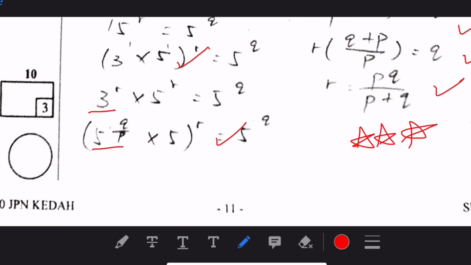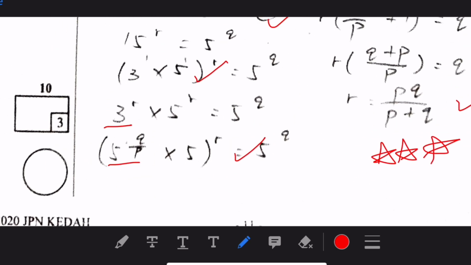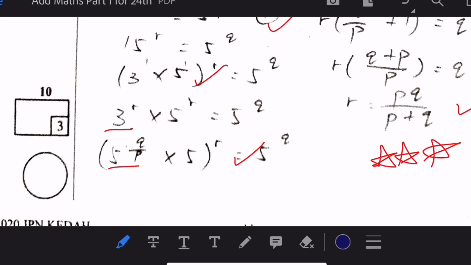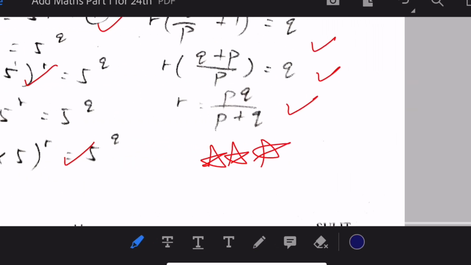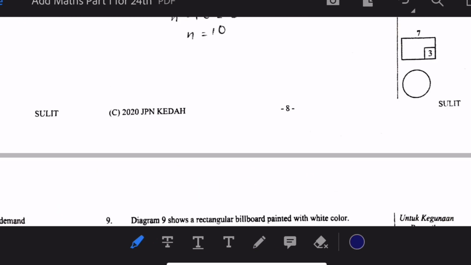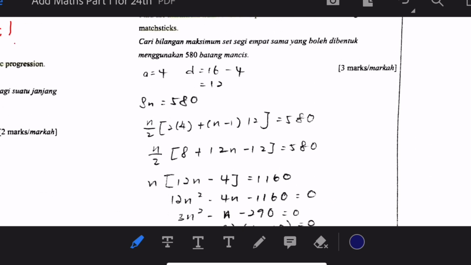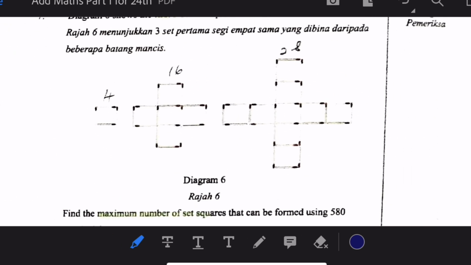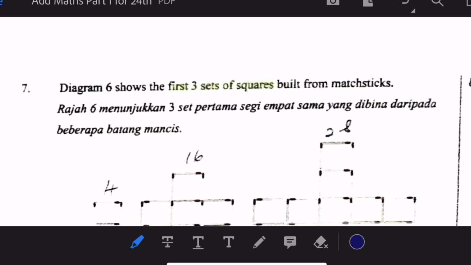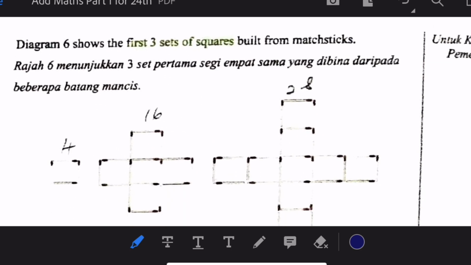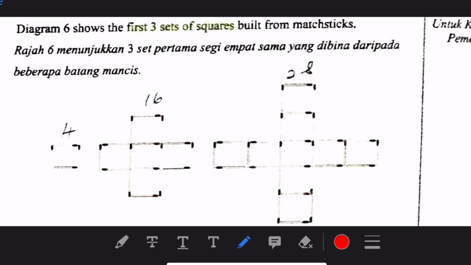So I'm sure she's learning well. Even though we are having online teaching, somehow I can see that for certain students who are responsible learners, online teaching is very effective. Okay, so let's see the next question, number 7. Number 7 is about the arithmetic progression.